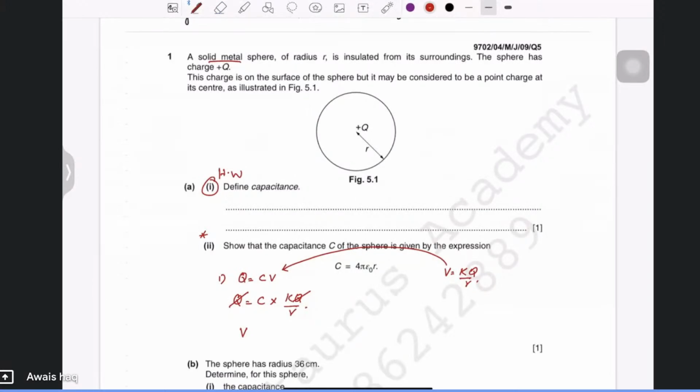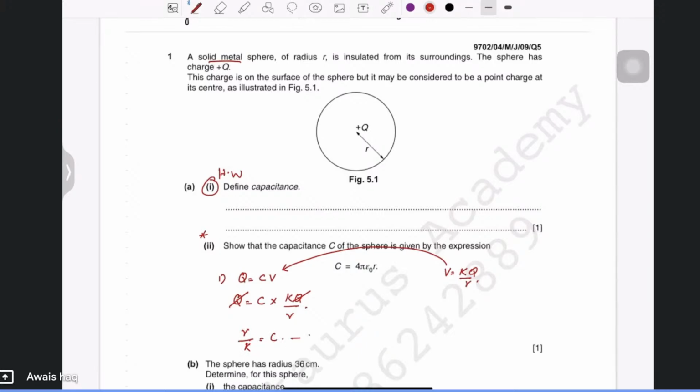Oh, we need to find C. Wait a second, why is this V? This is R, sorry. So it's going to be R over K equals C. Alright, so we get here. Now this is our equation.